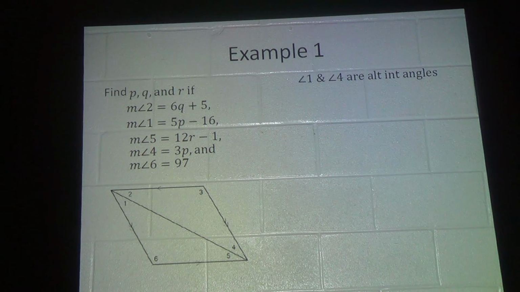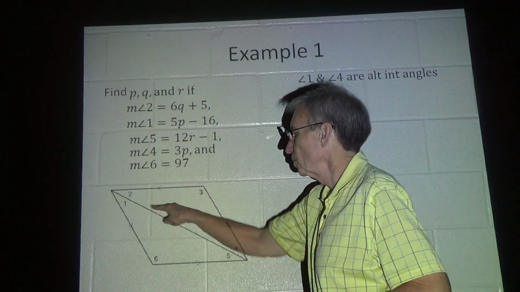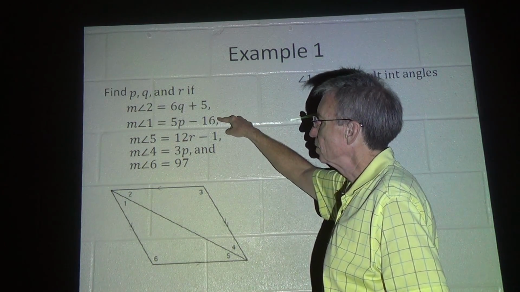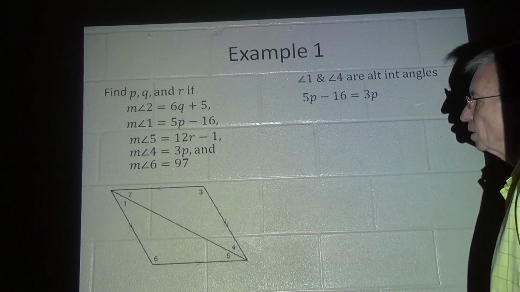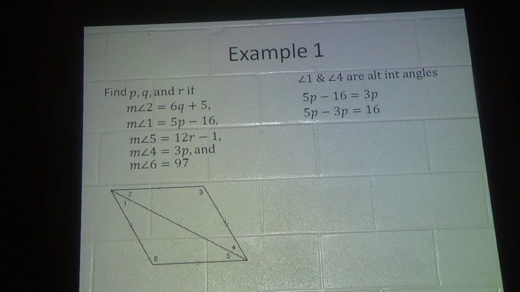Angle 1 and angle 4 are alternate interior angles, this one and this one. Angle 1 is defined in terms of P, and angle 4 is defined in terms of P. Since they're alternate interior angles, we know that they are congruent. So we can simply say 5P minus 16 equals 3P. Solve for P by subtracting the 3P from both sides and adding 16 to both sides, which gives us 5P minus 3P equals 16. That gives us 2P is equal to 16, so P is equal to 16 over 2, which is 8. So there's 1 down.